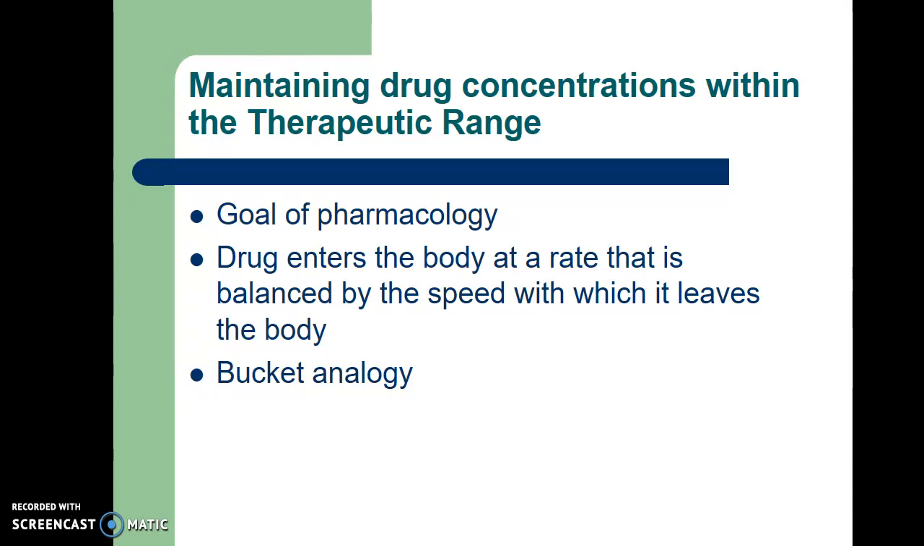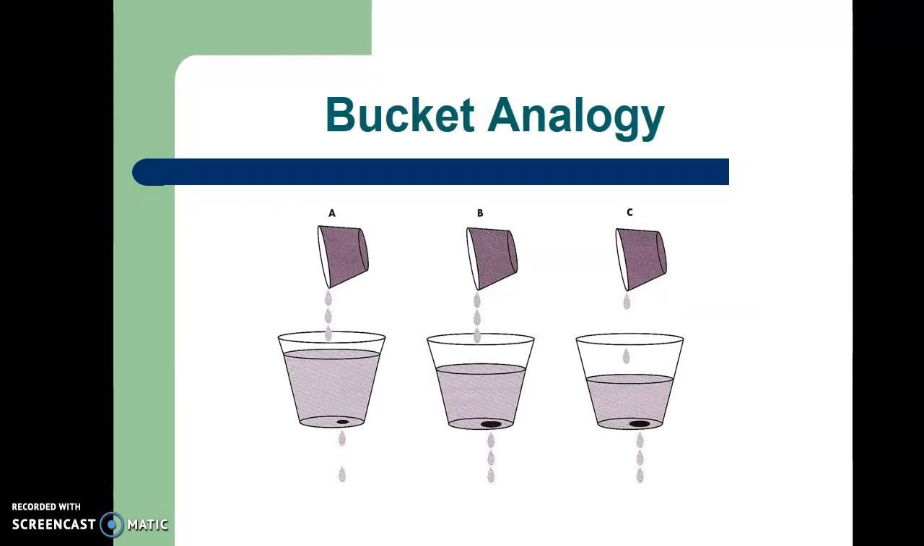So that's the goal. We want to keep that drug for as long as we need to treat the animal. We want to keep the drug in the therapeutic range where it's going to have the best action, cause the least harm, and keep it there for the time that we need. So the principle of doing that is what your book refers to in this bucket analogy. And the idea is that the drug will enter the body at the same rate that it leaves the body. And so it reaches what's called a steady state.